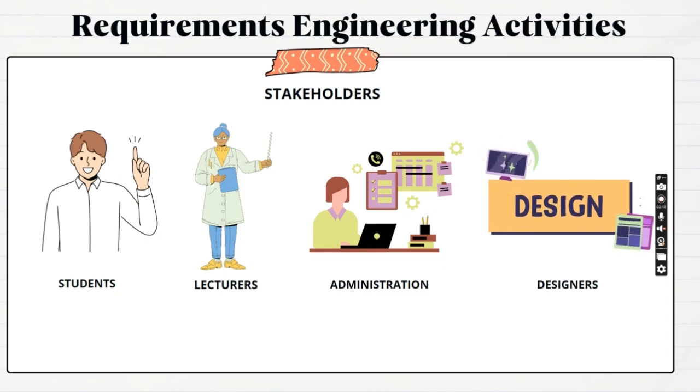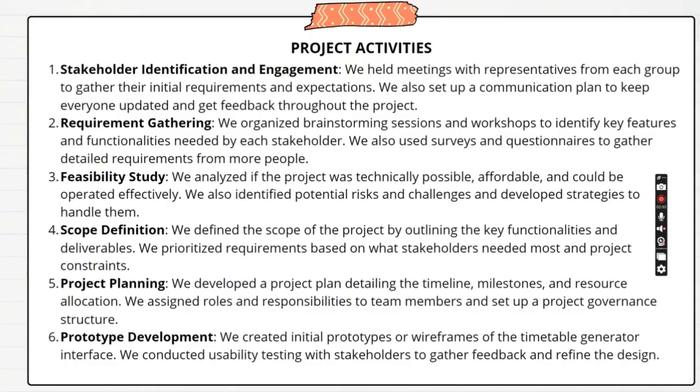And then we go to requirements engineering activities. We have four main stakeholders, which are students, lecturers, administrators, and designers. For our project activities, the first is stakeholder identification and engagement. We had meetings with representatives from each group to gather their initial requirements and expectations. We also set up a communication plan to keep everyone updated and get feedback throughout the project.